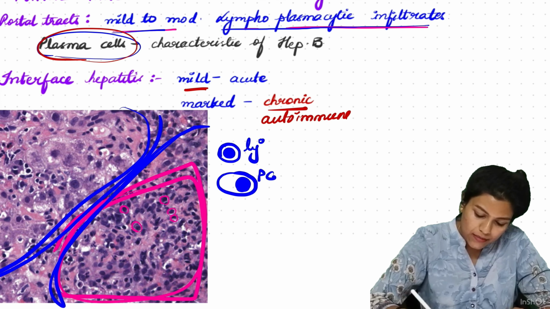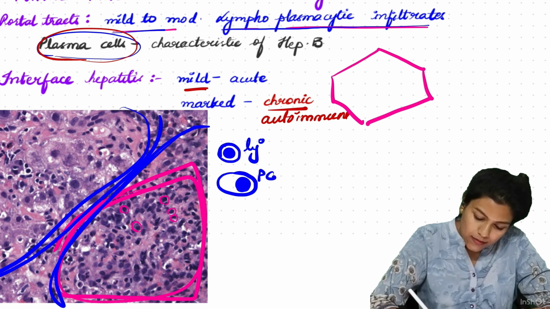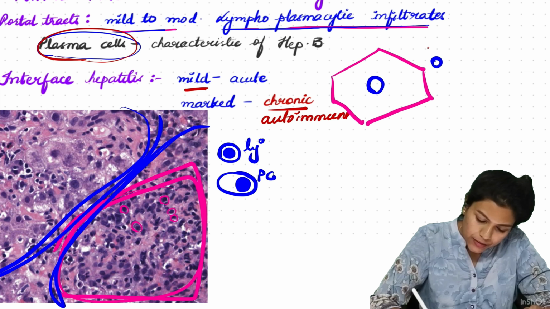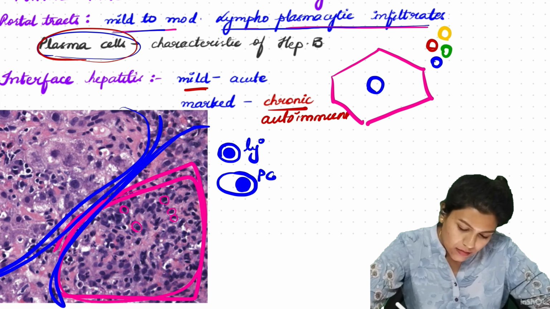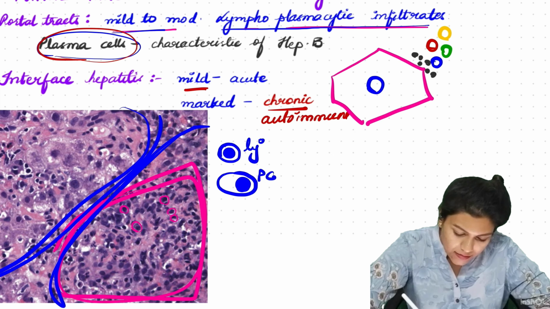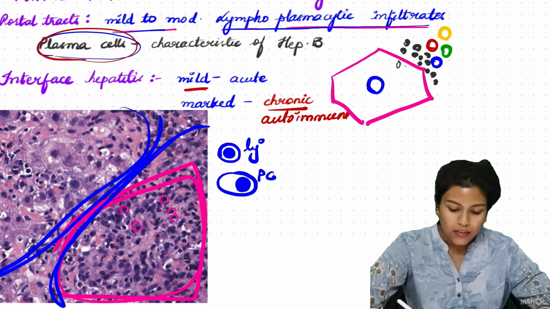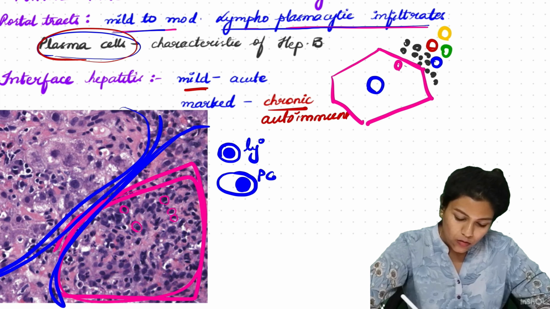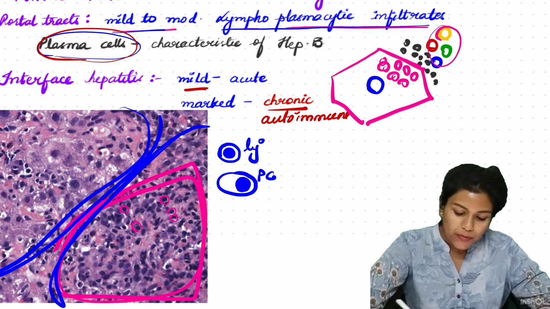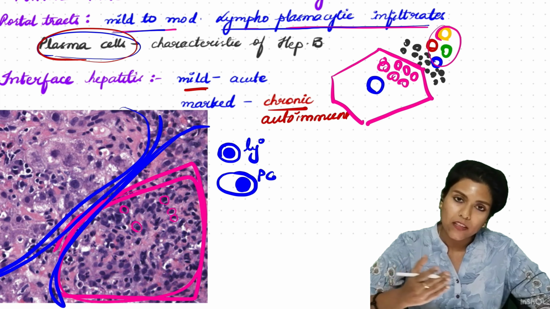Interface hepatitis means you consider this as a hepatic lobule. Here is a central vein, with a portal tract, the portal triad. So the lymphocytes are present, these inflammatory infiltrates surrounding and in between the hepatocytes of this lobule. Lobules contain the hepatocytes, and this is the portal tract. So inflammatory infiltrate is present in between them, between the portal tract and the lobule.